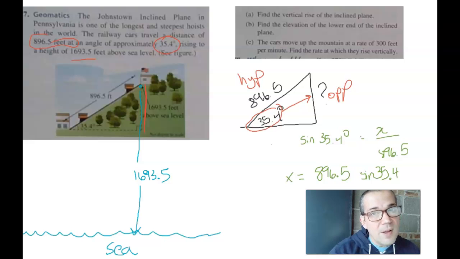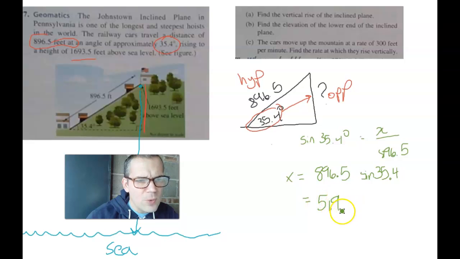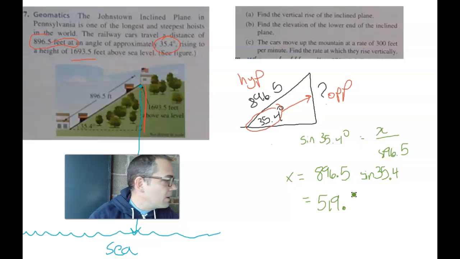But I'm going to make sure my calculator is in degree mode because this angle is definitely in degrees. So let's quick pause. When I do all that on my calculator, I get a value of like 519. And I'm always going to go to 3 decimal places to prepare you, because it's one of the things I want you to do in AP: 3 decimal places of accuracy.